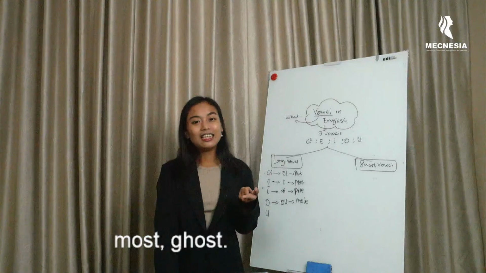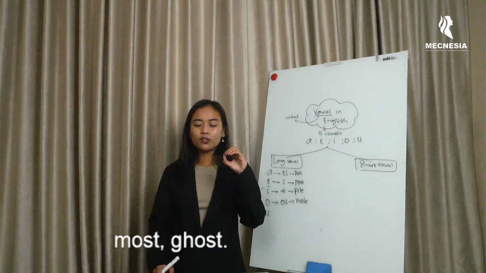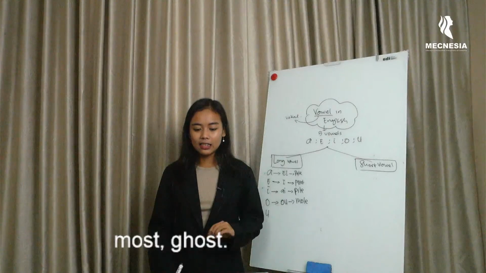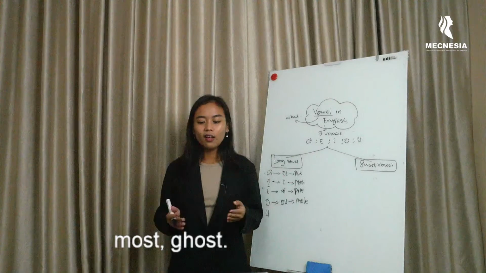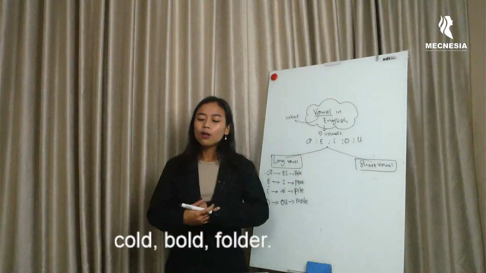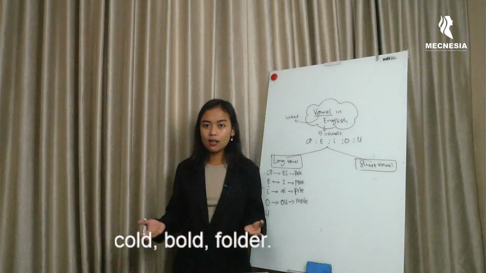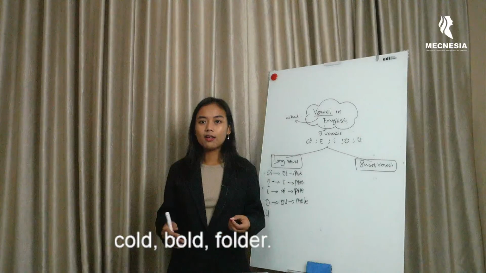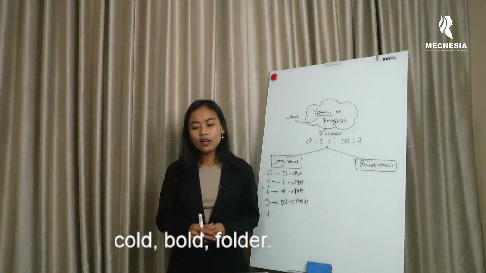The next, E. Selanjutnya yang E. When the O is followed by LD. Ketika huruf O-nya diikuti oleh huruf LD. For example, like in the word cold. Cold. And then bold. Bold. One more time. Bold. And then in the word folder.